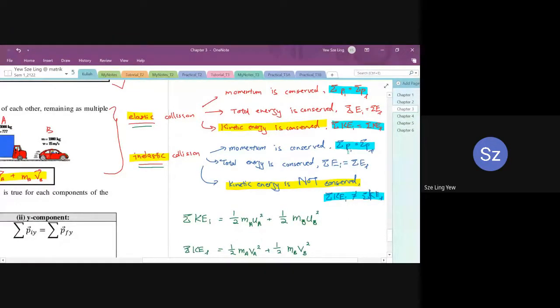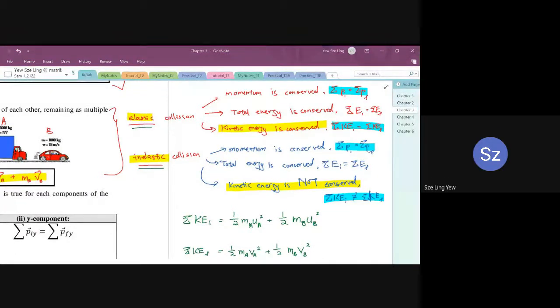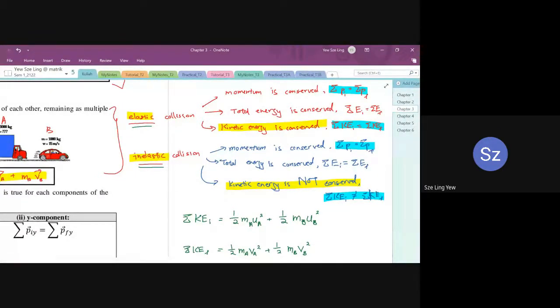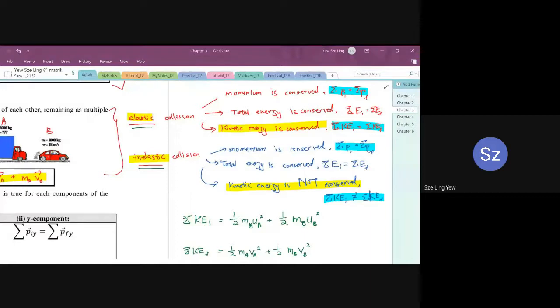Right, so usually we use momentum and kinetic energy to justify, to prove whether a collision belongs to elastic or inelastic. So this one you write it down, because in your notes, I think they forgot to include it, so you write it down. All right, I give you 5 minutes to write it down. You can write it in a tidy way.